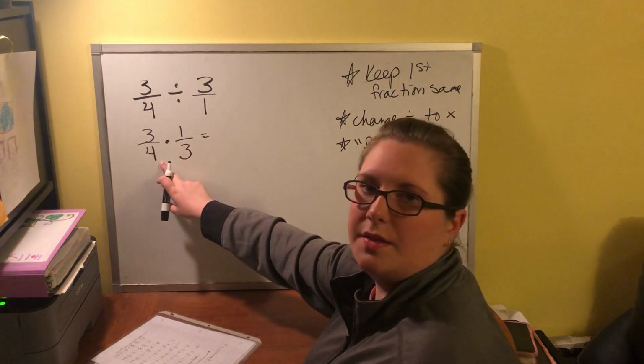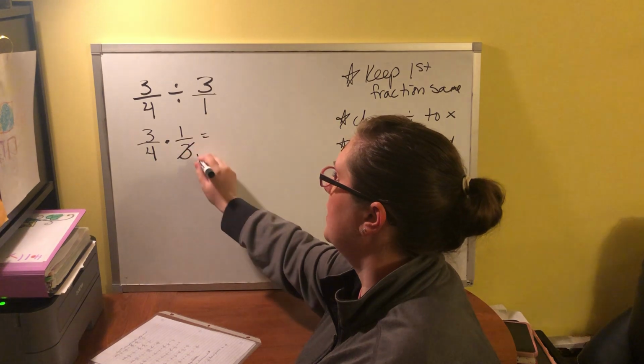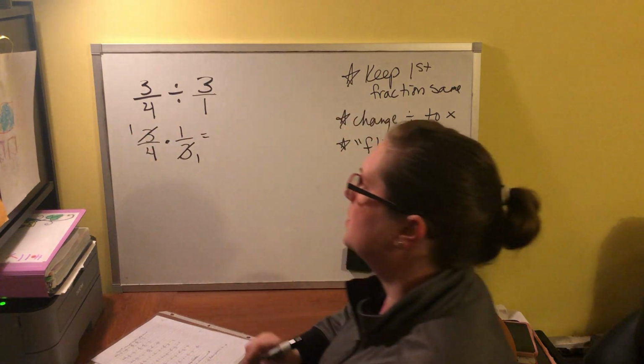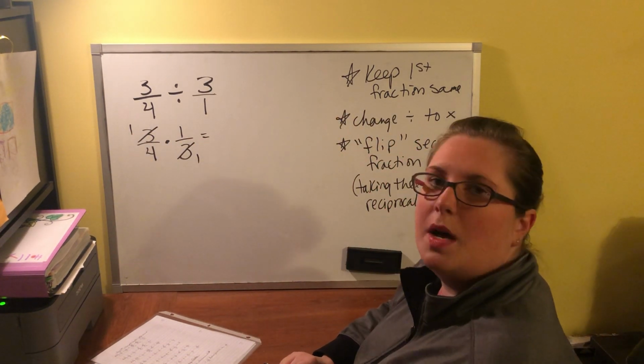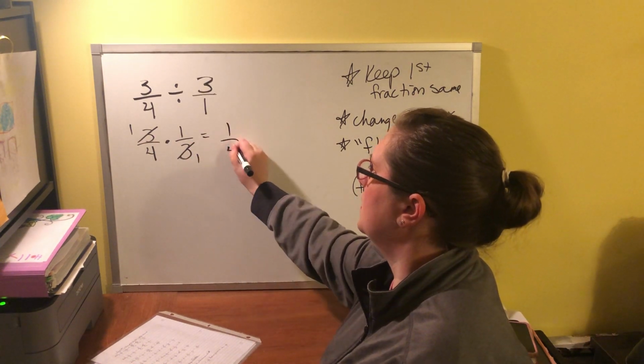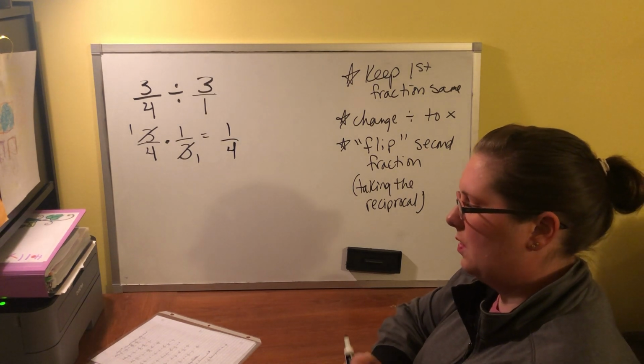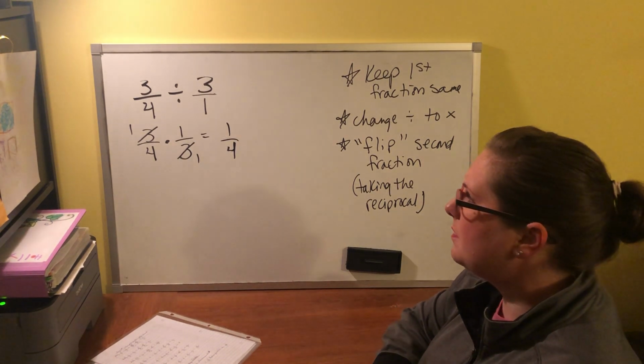Well, 1 and 4, nothing goes into 1 and 4, but the 3s, 3 goes into both. So 3 divided by 3 is 1, 3 divided by 3 is 1. And now we're going to go ahead and multiply straight across. So 1 times 1 is 1, over 4 times 1 is 4. Can't reduce any further, so that is our final answer, okay?